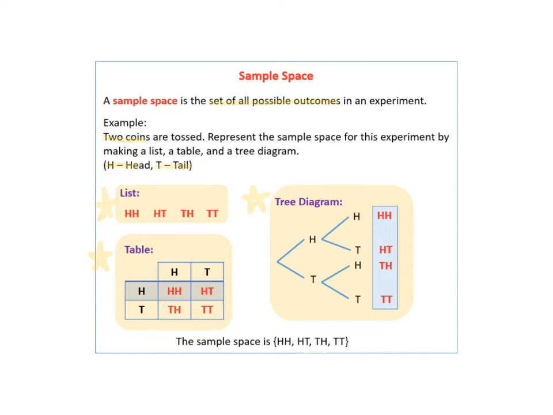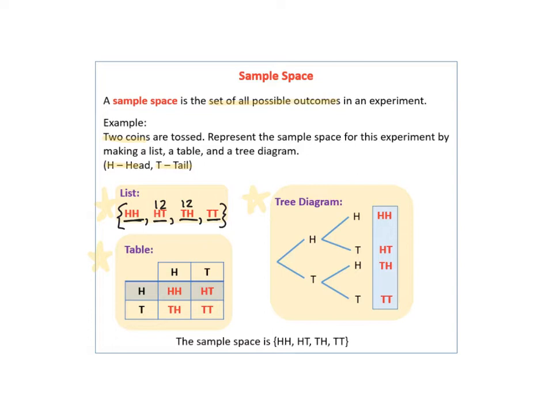So I can make a list, and this list represents both coins are heads. This one shows the first coin is heads and the second coin is tails. This one shows the first coin is tails and the second one is heads, and then this one shows that both are tails. So there are four possible outcomes, and this is the sample space. Heads, heads, heads, tails, tails, heads, tails, tails.